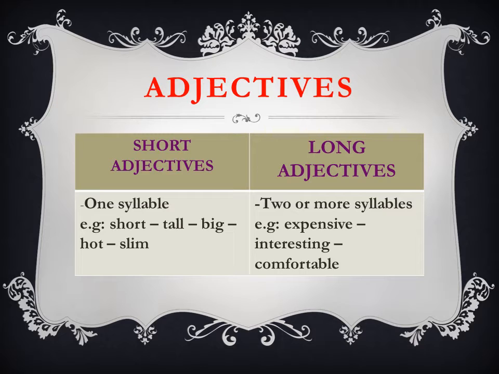We have two forms of adjectives: short adjectives and long adjectives. The short adjectives are one syllable words, which means I cannot divide the word into many parts. Look at this.